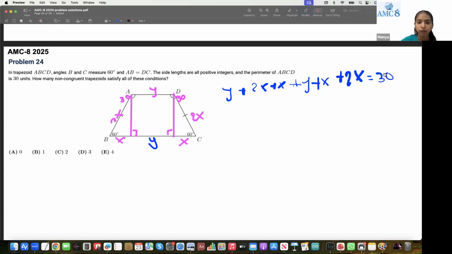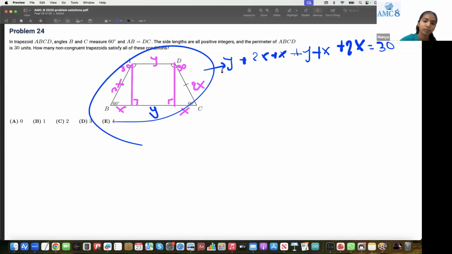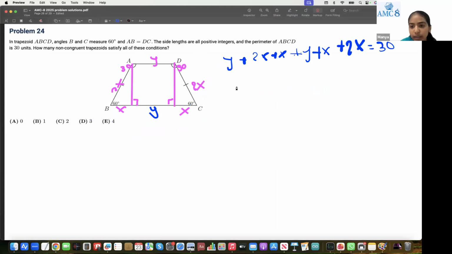I just added all of these units up right over here, just these ones, and then I just put it over here. So now we got that. Now we can just try to combine these terms together. We'll be getting 2y plus 6x is equal to 30.